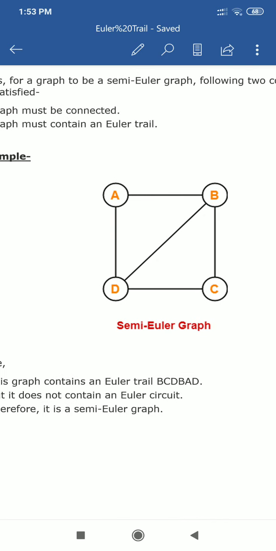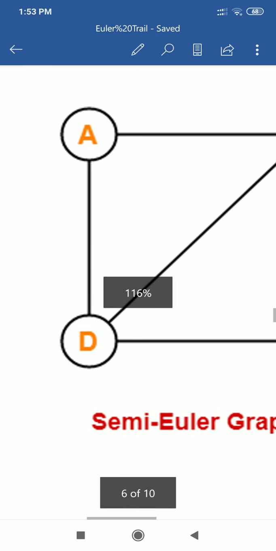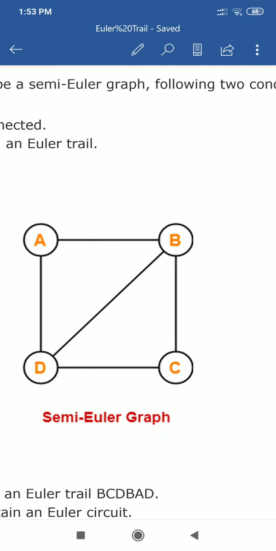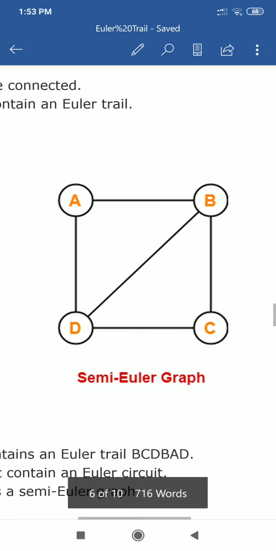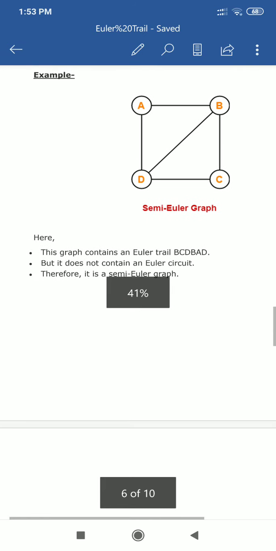You will not find a circuit there, and you can check that the degree of D and the degree of B is 3, and hence you will not find an Euler circuit, as by the definition, a graph has an Euler circuit if and only if all the degrees of the vertices are even.